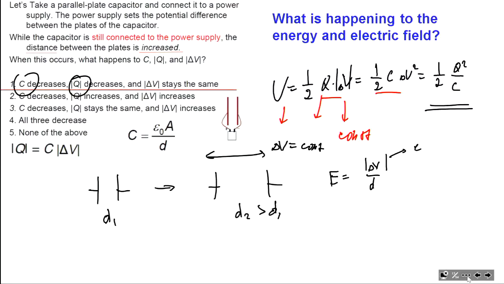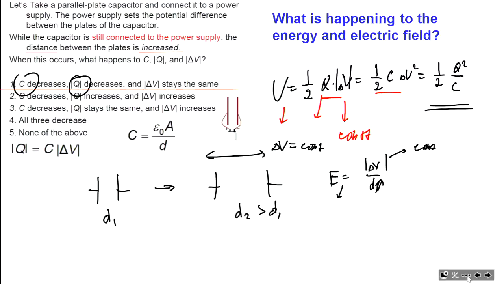If the voltage remains constant, but distance, what decreases? No, what increases? Distance increases, electric field decreases. It's inversely proportional. We increase the distance, electric field goes down. Electric field might be affected also by a dielectric. If we insert a dielectric, remember, in that case, electric field decreases.